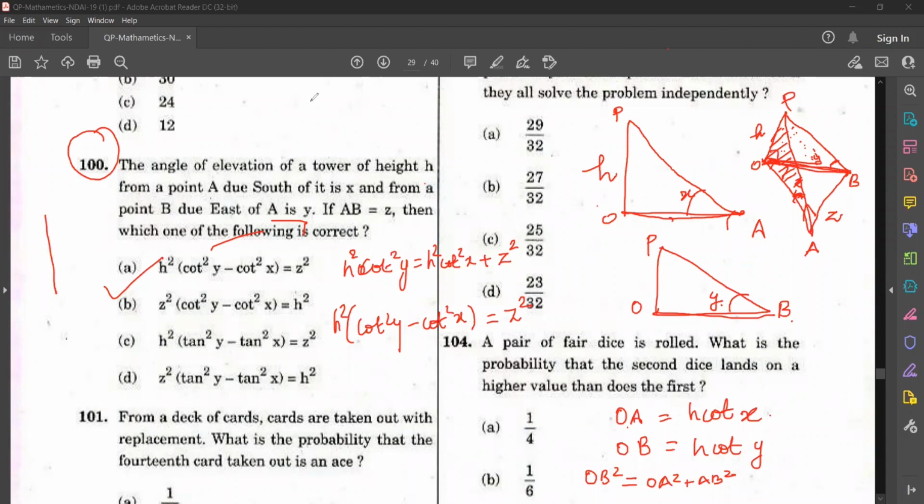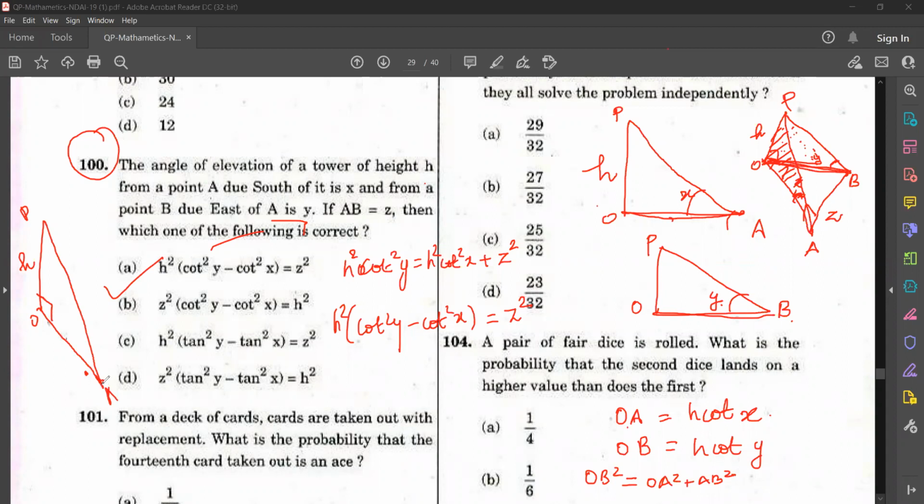See, I have a tower, and that tower is of height h, isn't it? So I drew that first. Then from a point south of it, due south, A, I am looking at the elevation. So draw this as a straight line. I am looking at the elevation from a point A. Then this is a right angle, isn't it?